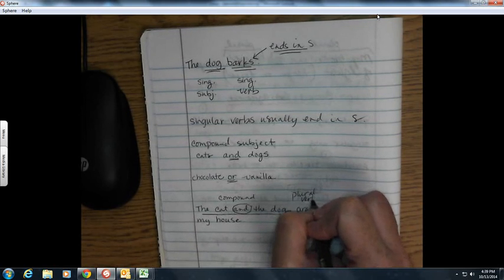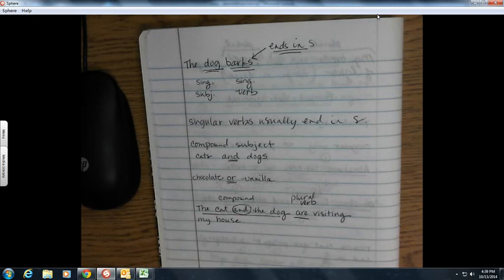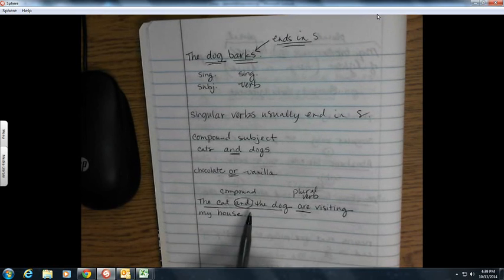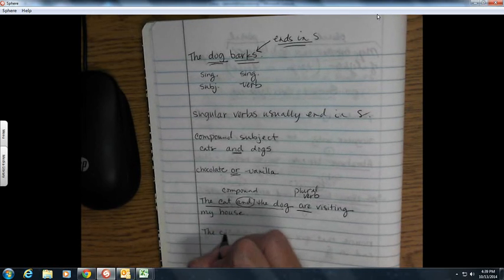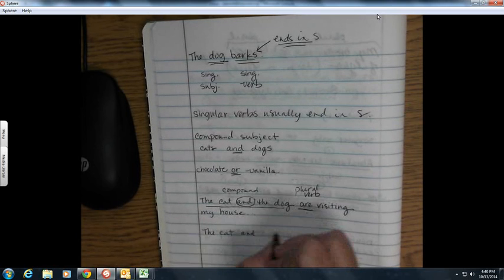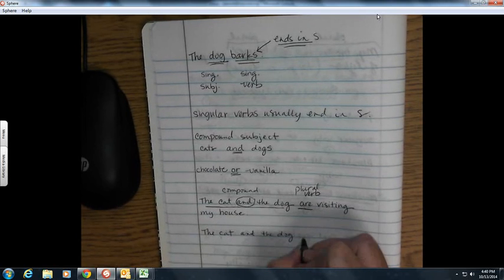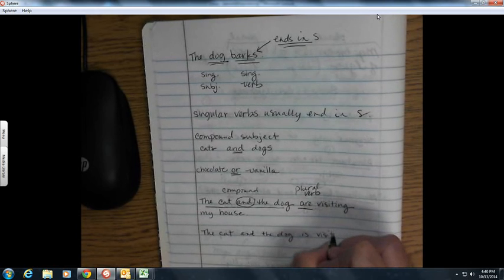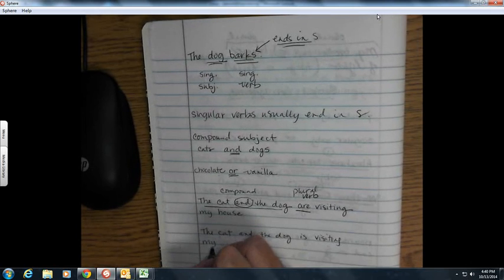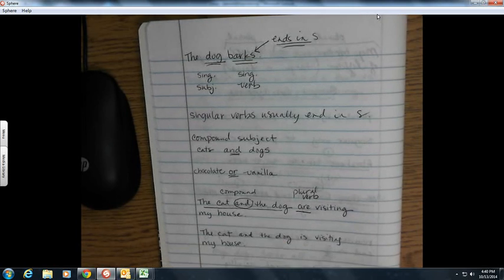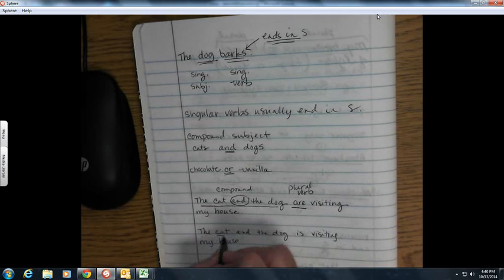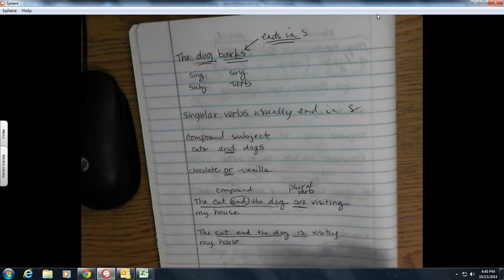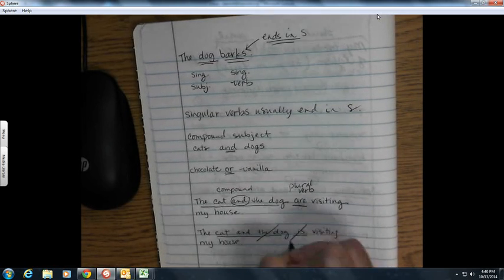And if you just say it out loud, you'll understand why. The cat and the dog is visiting my house. If you didn't use are, you would have to use is. Let's write that and see if it looks or sounds right. The cat and the dog is visiting my house. And really, when you just hear it, you know instinctively that is not correct. Is a singular verb. So these two do not agree. Cat and dog and is do not agree. You have to use are.